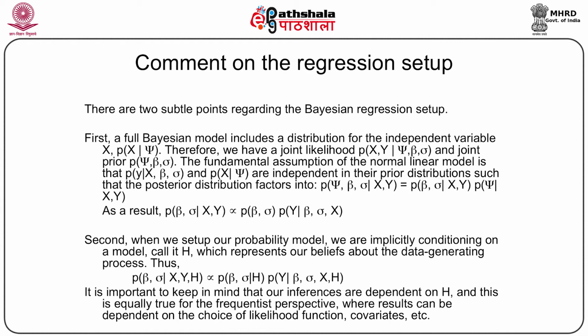Second comment: when we set up our probability model, we are implicitly conditioning on a model, call it H, which represents our beliefs about the data generating process. Thus, p of beta, sigma given x, y, H will be proportional to the product of p of beta, sigma given H times p of y given beta, sigma, x and H. It is important to keep in mind that our inferences are dependent on H, and this is equally true for the frequentist perspective, where results can be dependent on the choice of likelihood function, covariates, etc.